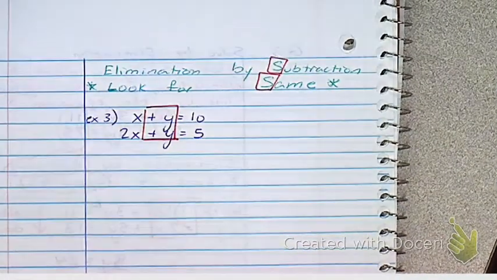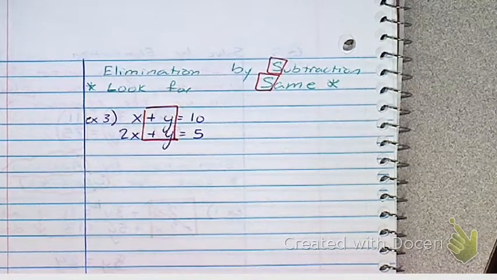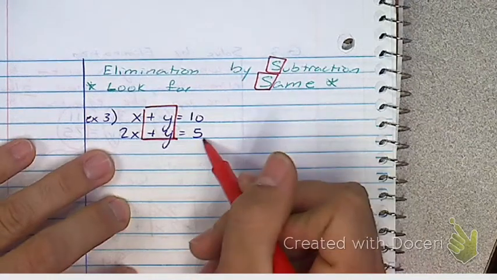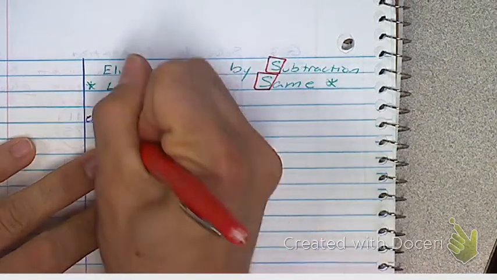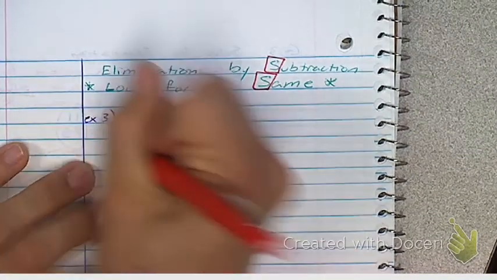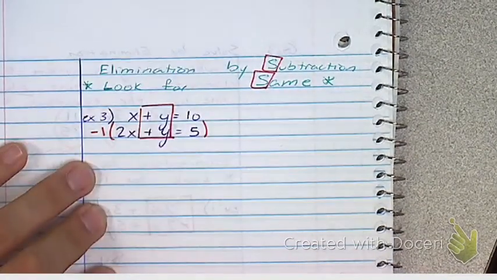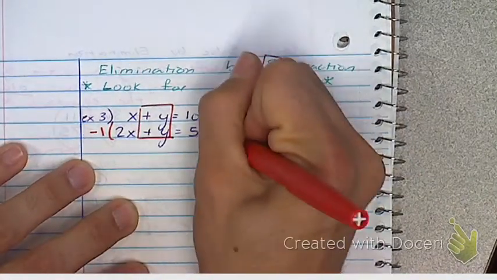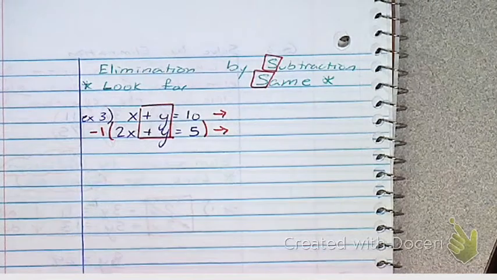Now if I just add them, what does y and y make? Does it cancel anything out then? No. So what you're going to do is this. You're going to take the second equation, which is the bottom one. You're going to have parentheses around it all. And you're going to multiply it by -1. And we're going to rewrite both of them to the right.